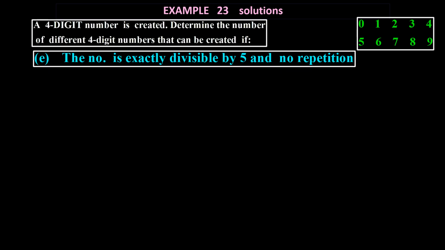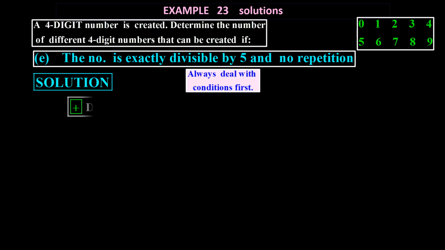So I want a 4-digit number, and it must be created as follows. The number must be exactly divisible by 5. Right? There must be no fractions left, exactly divisible. And there should be no repetition. So exactly divisible is a positive condition.